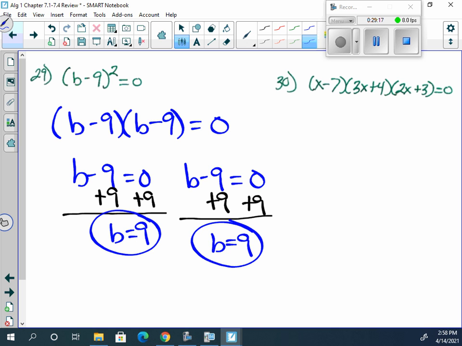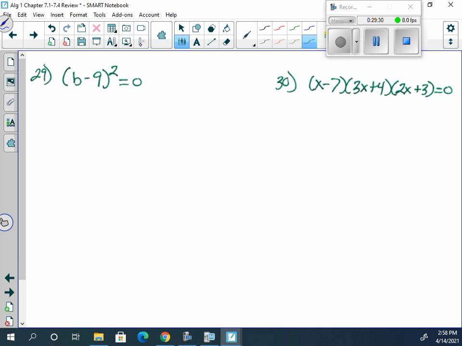Any other questions on 29? Do we want to look at 30? We feel comfortable with 30? I'll go on and look at it since we do have time. Because I have three things multiplied together equals 0, well, one of them must be 0. So we can set all three of them equal to 0.